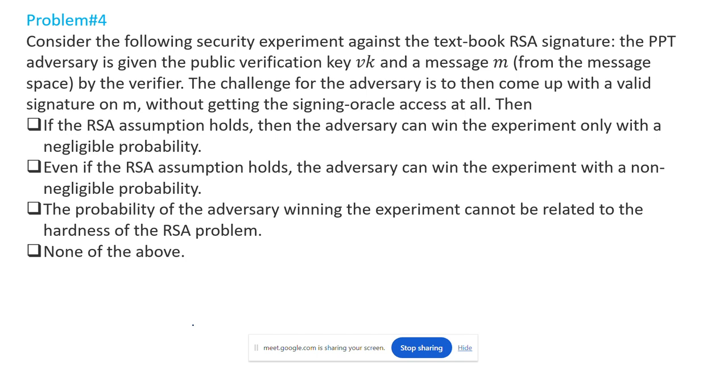The first statement says if the RSA assumption holds, then the adversary can win the experiment only with negligible probability. The second statement says even if the RSA assumption holds, the adversary can win the experiment with non-negligible probability. And the third statement says the probability of the adversary winning the experiment cannot be related to the hardness of the RSA problem. Maybe you can take 2 minutes.